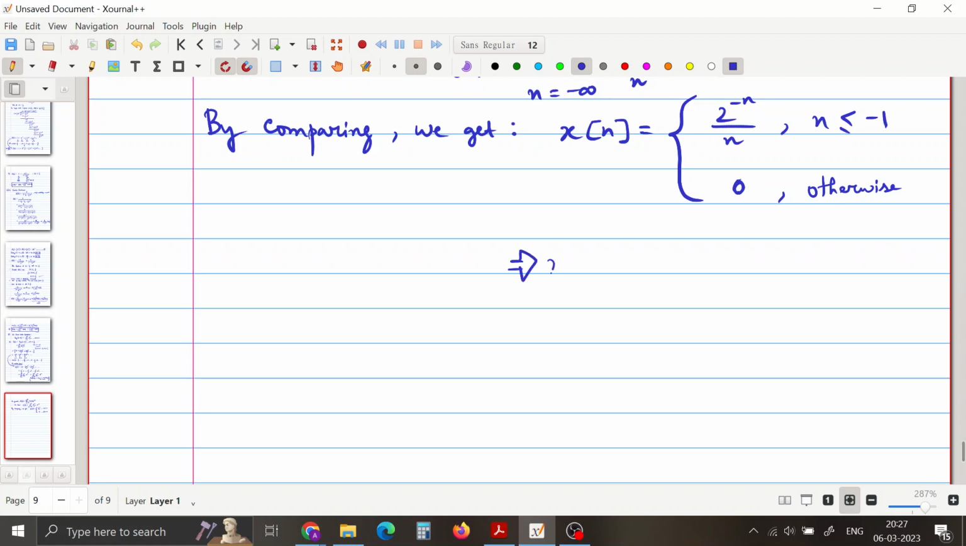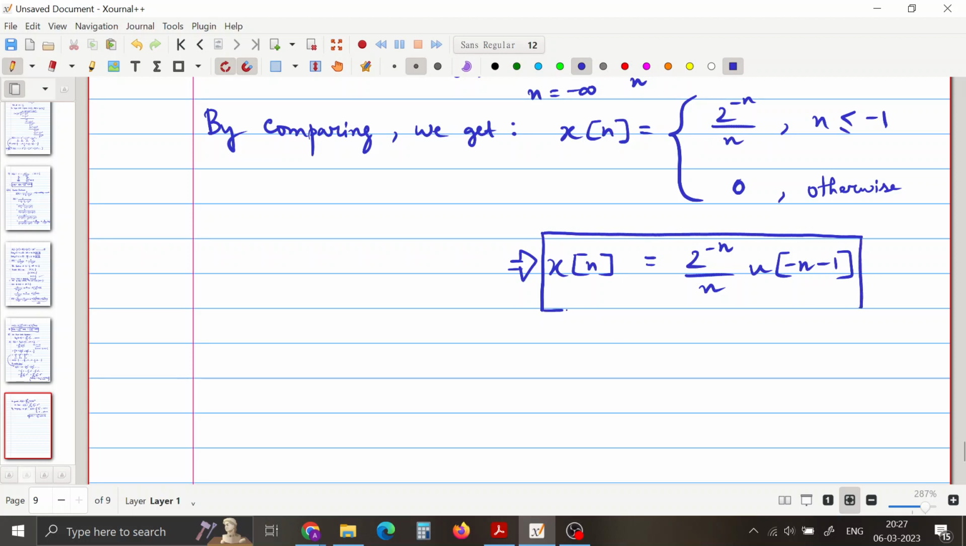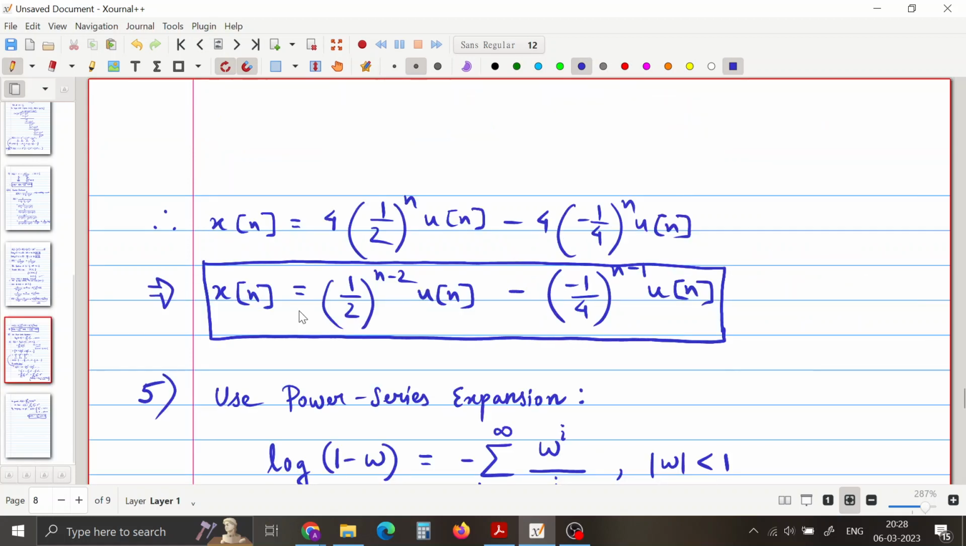I can also write it in a more compact form, like x of n is 2 power minus n by n times u of minus n minus 1. That's it. So any answer is fine. You can keep it in this form.